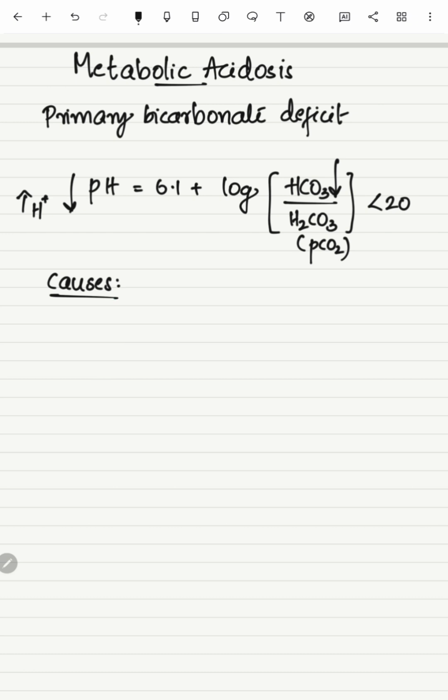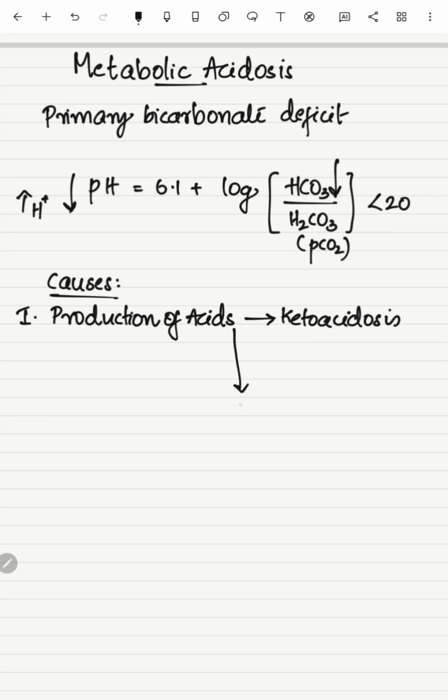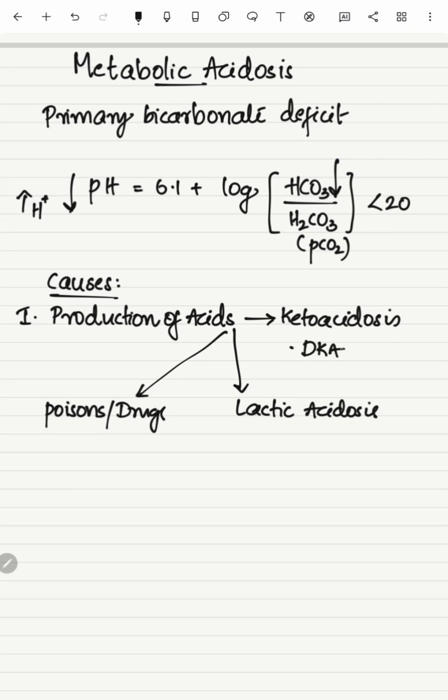Now, moving on to the causes. So, we have three main causes. The first one is increased production of acids in our body. So what are the causes of increased production of acids? The first one is ketoacidosis. Second is lactic acidosis. Third one is the consumption of poisons or toxins and drugs. So in these headings, under ketoacidosis, the most common causes are DKA, diabetic ketoacidosis, and starvation.